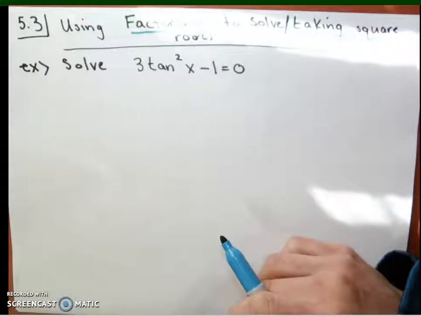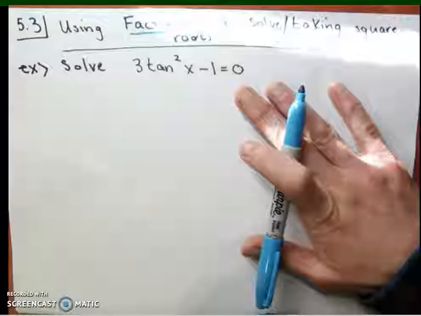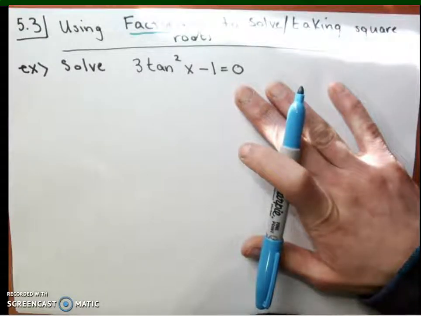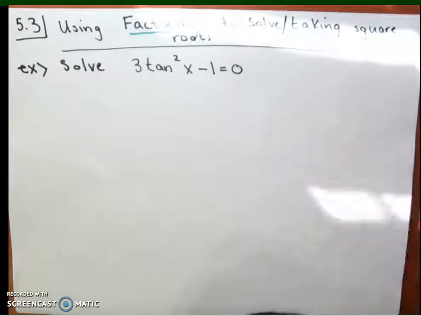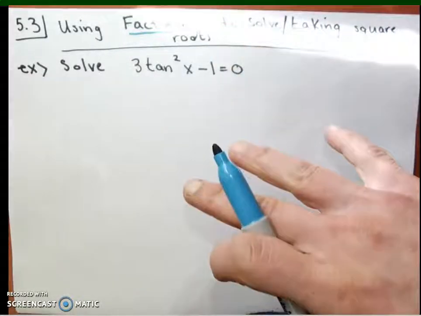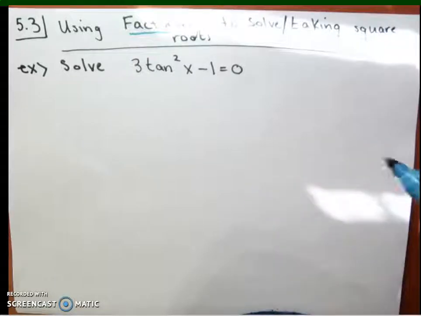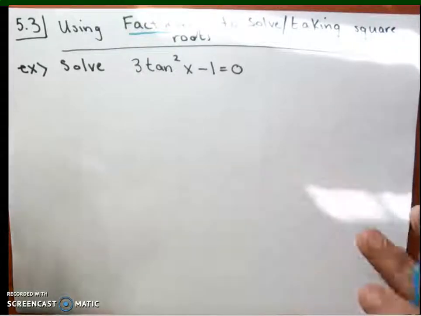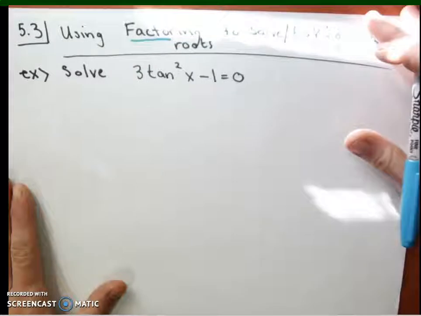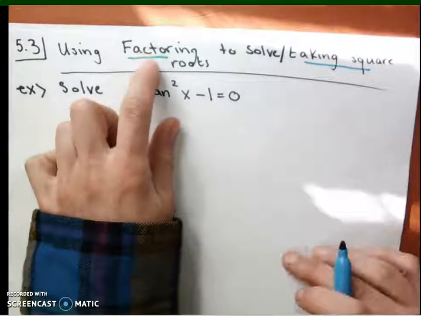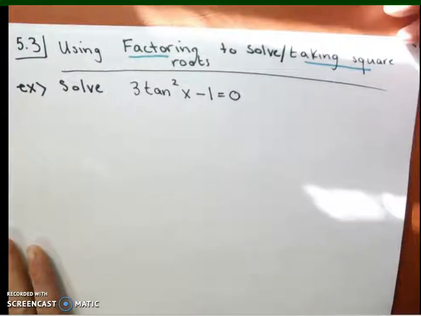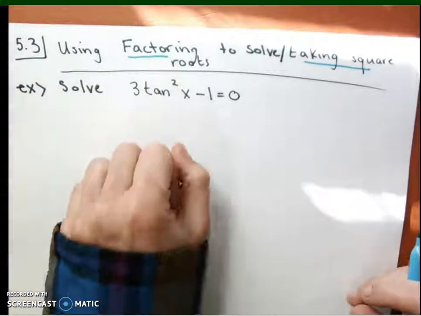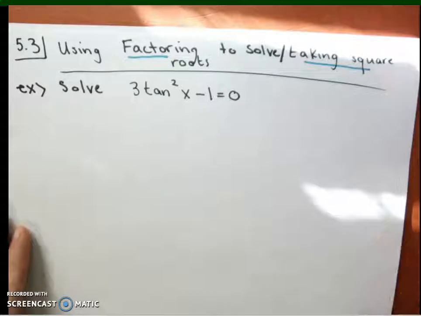Hi everybody. In the last video we saw some basic examples of trigonometric equations and how to solve them. One of the main things that you learned is how to come up with a general solution once you've gotten a single solution to your equation. So we're going to continue to use that, but we're going to add in some new strategies. We're going to talk about how to use factoring and how to use taking square roots in order to solve equations that have squared terms in them.